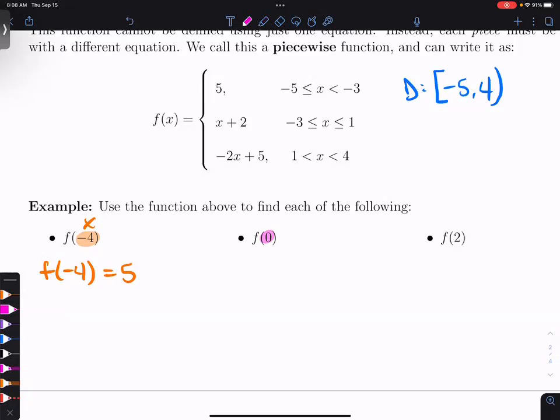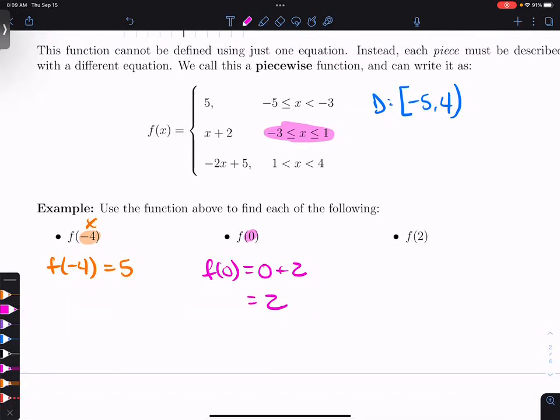All right, f of 0. So which of those three pieces or those three equations do we use to find f of 0? Second one, right? Because 0 is in here. So f of 0 is 0 plus 2. So it's 2. And what about f of 2? The last one, because 2 is between 1 and 4.